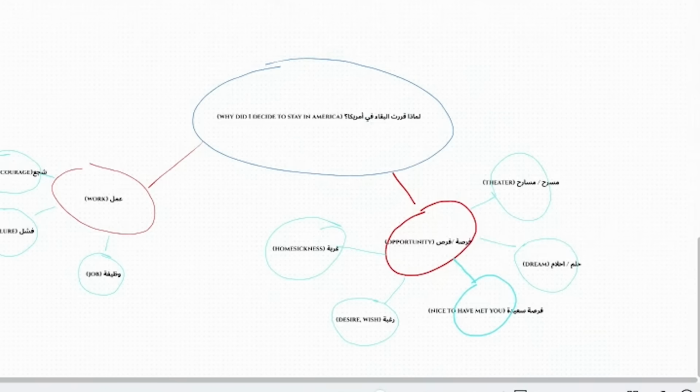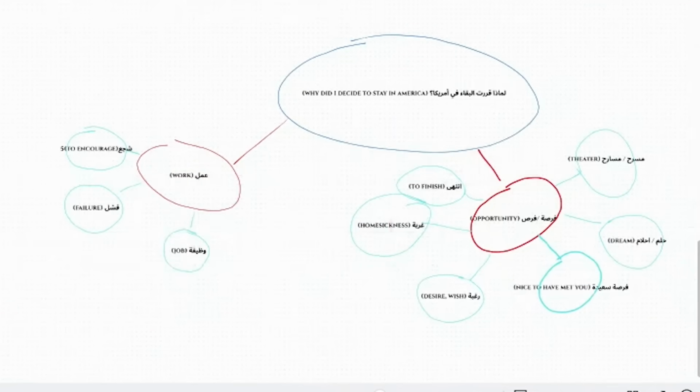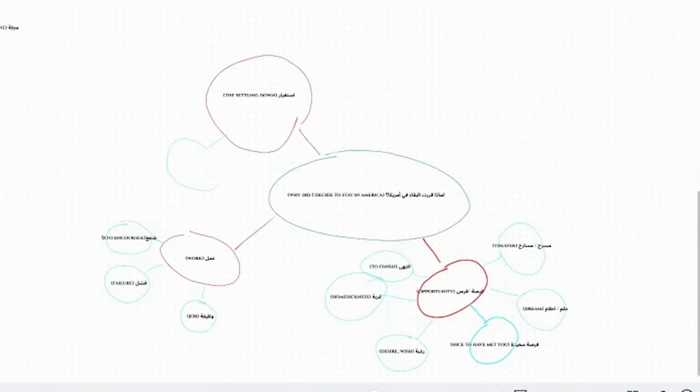I also might put a branch of another word, dream, right under fursa, right? So we get the opportunity to fulfill our dream or dreams. I always try to also write the plural wherever I can, because depending on the language, we're going to have some irregular plurals. So do make sure to write those down as well when you're making your map. I could also put to finish under fursa, right? So the opportunity to finish something. So again, I'll keep on doing this and branching out from these subcategories.